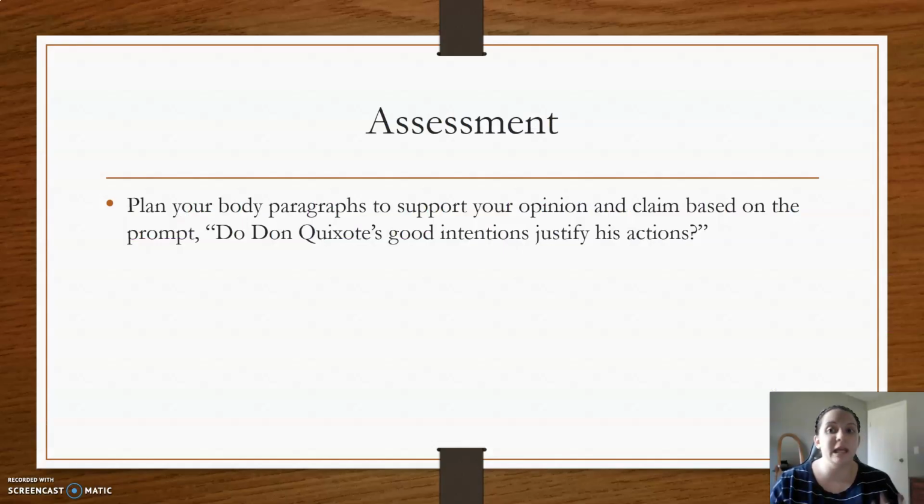So your assessment: plan your body paragraphs to support your opinion and claim based on the prompt. Do Don Quixote's good intentions justify his actions? Now, remember, this one you're just going to be planning out what you're going to write. You don't necessarily have to have your full two paragraphs written. Just start getting an idea of what you'd like to include, and that's going to be what you send to your teacher. And we will see everyone in the next lesson.